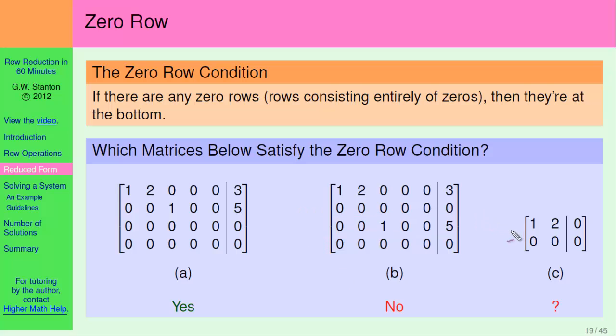And the last matrix, this one's pretty simple. We just have one row with all zeros, and the main thing we're interested in is that it's at the bottom, which it is. So that's okay.